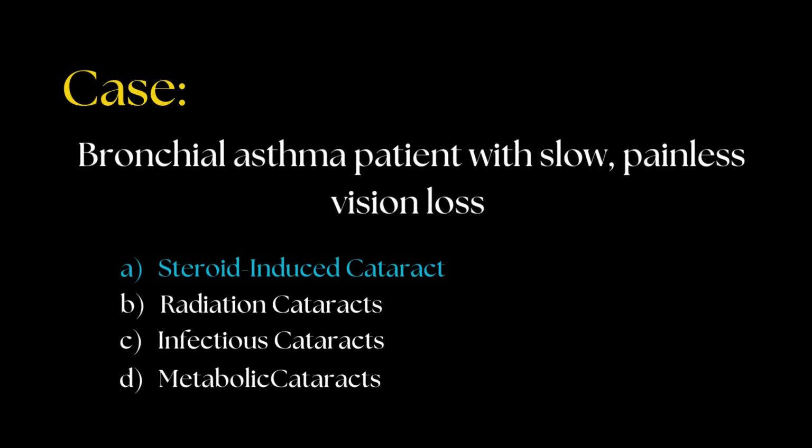A patient with bronchial asthma presents with a slow, painless loss of vision. The diagnosis is steroid-induced cataract, commonly caused by systemic steroid use. It typically leads to posterior subcapsular cataracts.